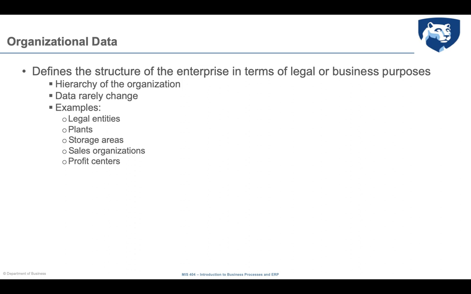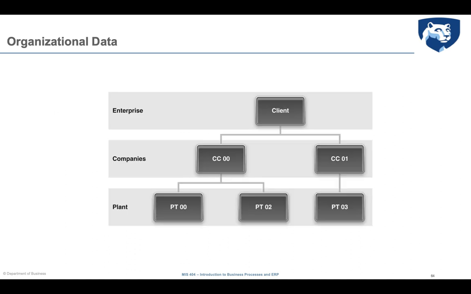Organizational data include all the data that define the structure of a company or an enterprise organization, and in particular they are organized to realize the hierarchy of an organization. In particular, this is the hierarchy of the organizational data in SAP. At the highest level, we have what is called the enterprise level. Then we have the companies, and then we have the plant. What does it mean?